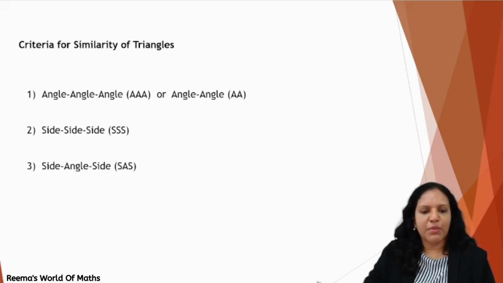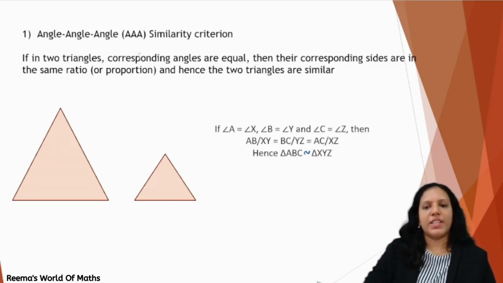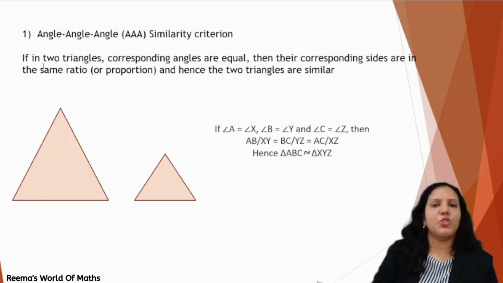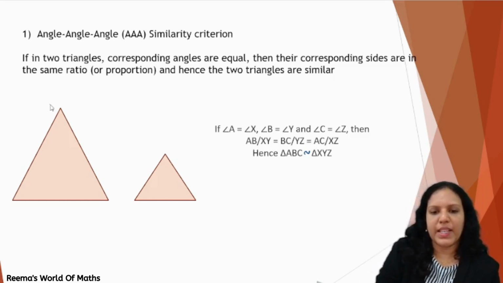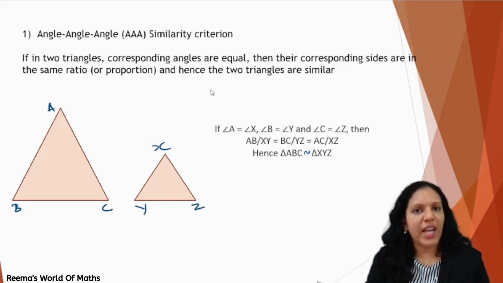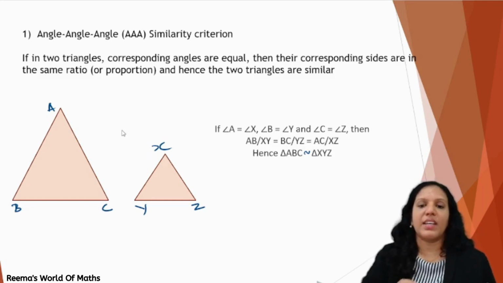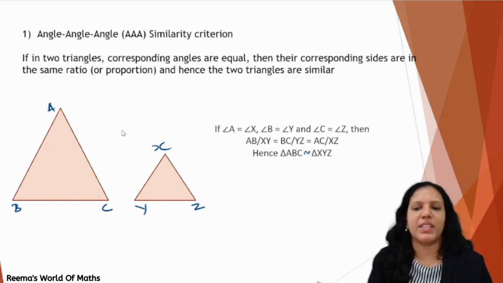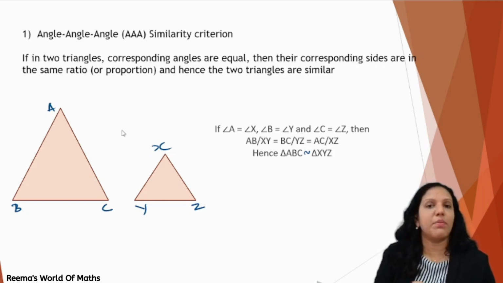So let's see how we can prove that. The first similarity criterion is angle, angle, angle. Let's see the two triangles below, A, B, C and X, Y, Z. If in two triangles the corresponding angles are equal, then their corresponding sides are in the same ratio, and hence the two triangles are similar. So the angle, angle, angle criterion tells us that if two triangles have corresponding angles equal, then their corresponding sides are in the same proportion. Hence the two triangles will be similar.